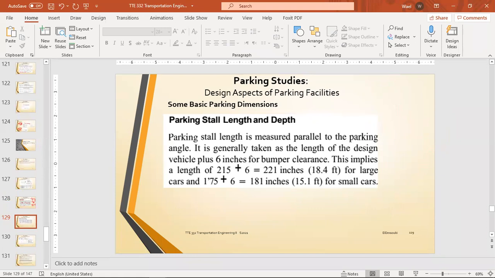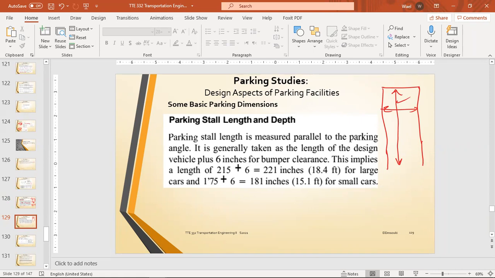Okay. Parking stall length and depth. That's very important. So now we are settled with the widths. Now, how deep or long should the parking space be for the vehicle?